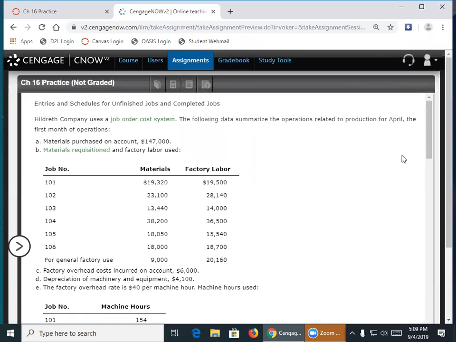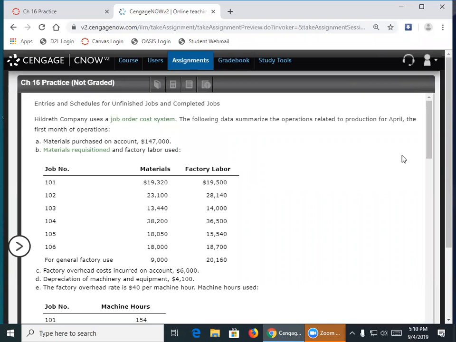Like I said, I don't really like that they combine the materials and labor, but we'll roll with it. $262,490 will be our work in process. Very good. Yeah, 262,490. And that is direct materials and direct labor. And then the 9,000 of indirect materials plus the 20,160 of indirect labor is actual overhead. So I could add those two together.